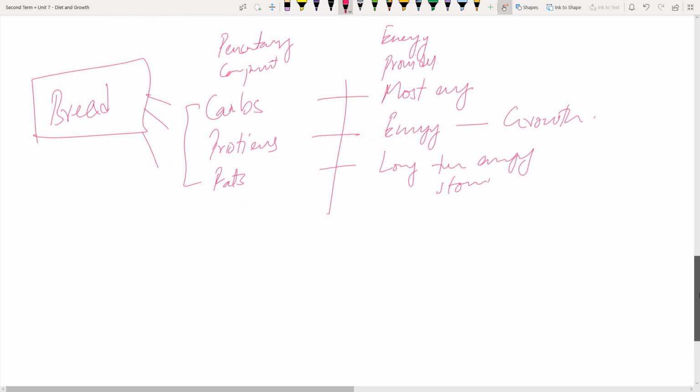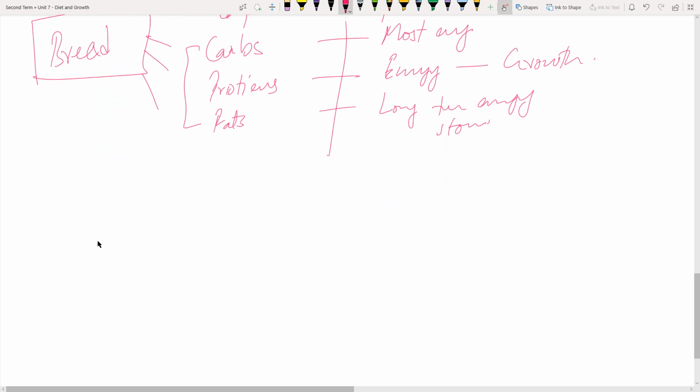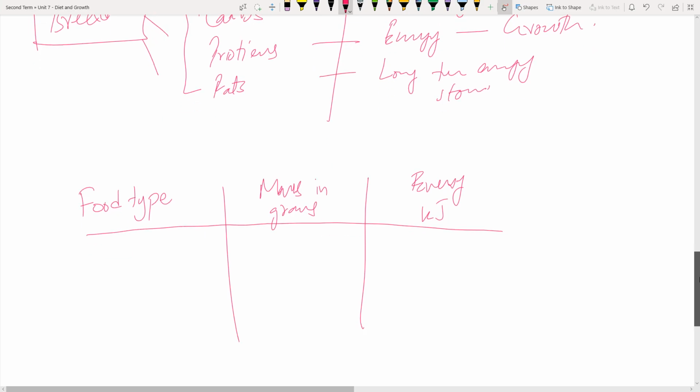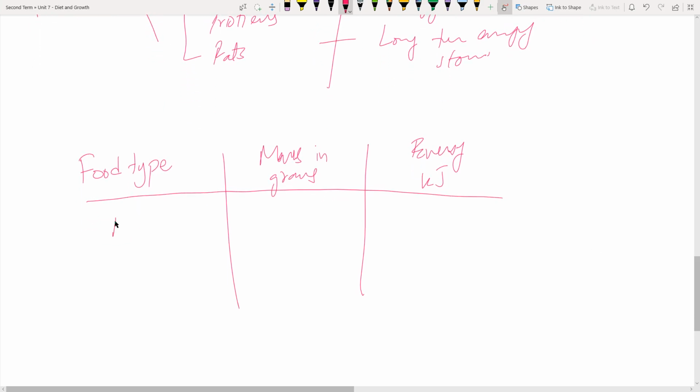And then we also compare foods for their food type, and then we have mass in grams, and then we have energy in kilojoules or kilocalories. So we have two units for energy. One is kilojoules, which is a smaller unit. Kilocalories is a bigger unit. So different foods have different types.